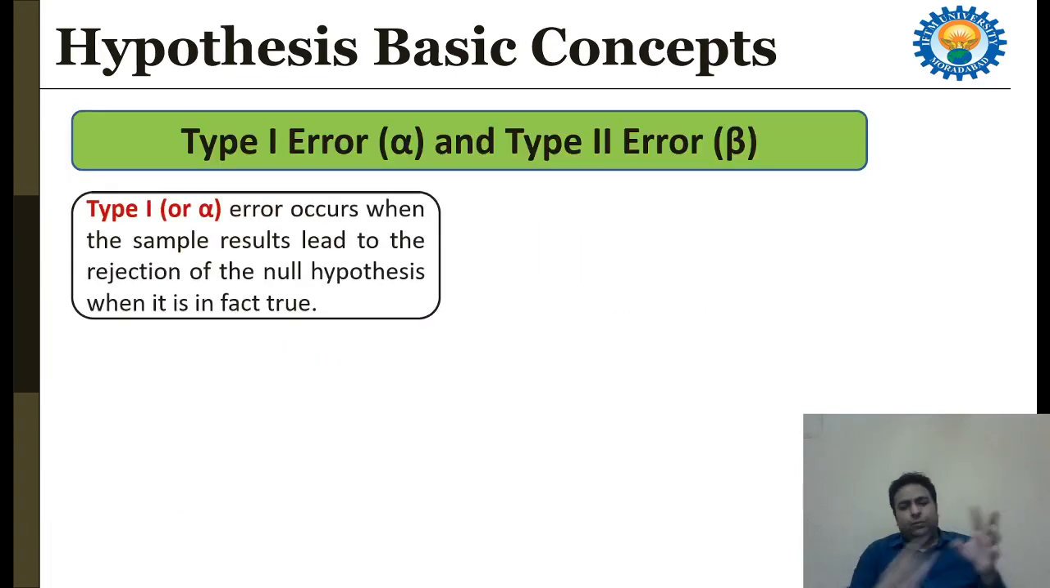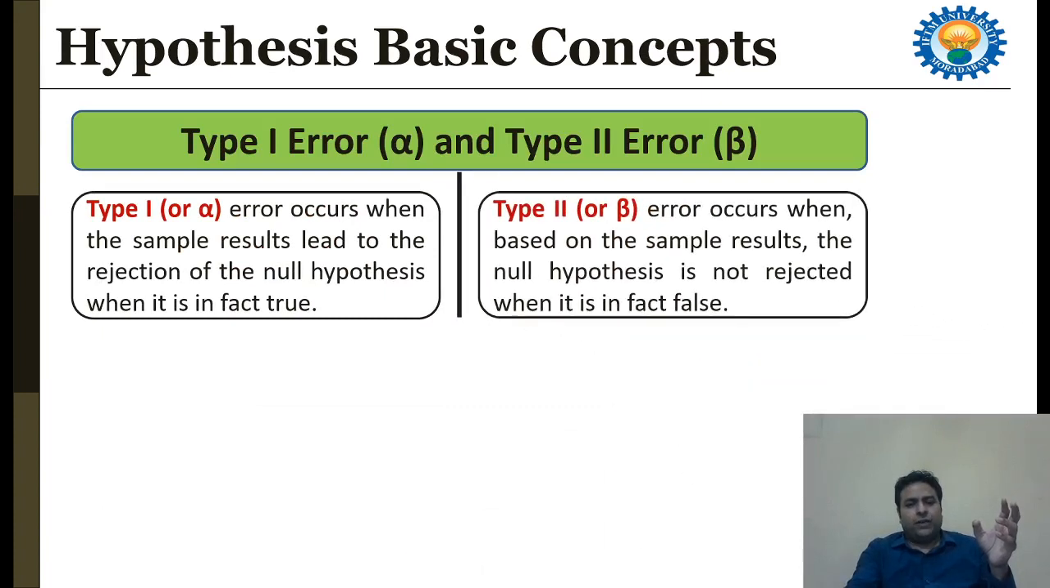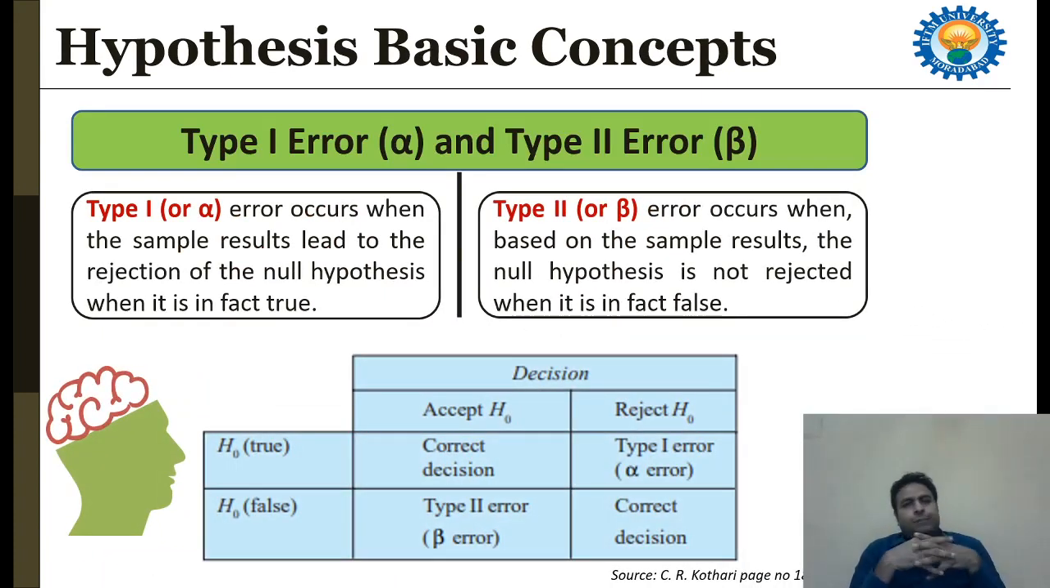In the context of hypothesis testing, we have two types of error: type 1 error and type 2 error. We may reject H0 when H0 is true, or we may accept the null hypothesis when in fact the null hypothesis is not true. The former is known as the type 1 error, and the latter is the type 2 error.